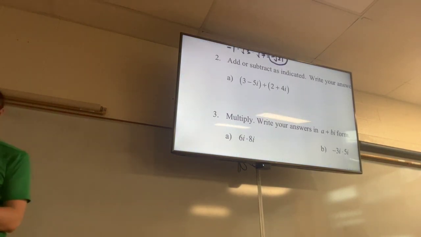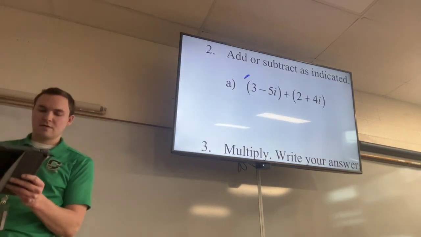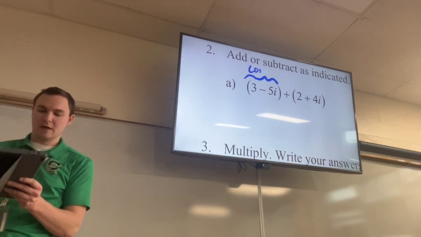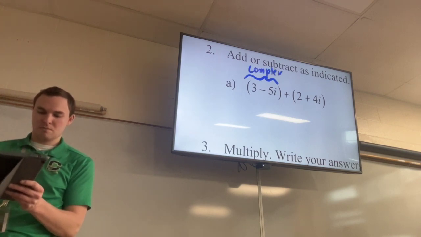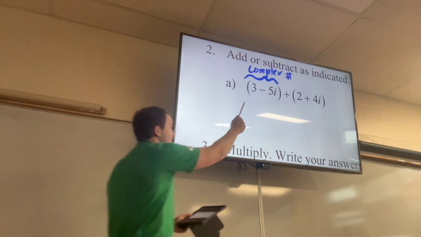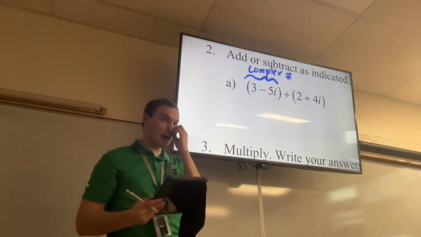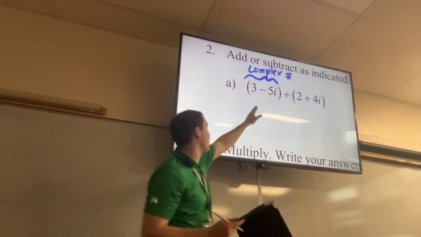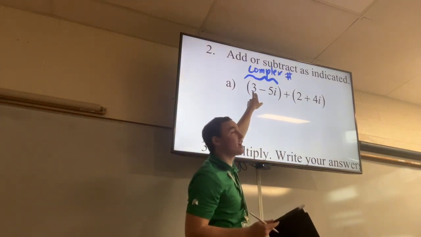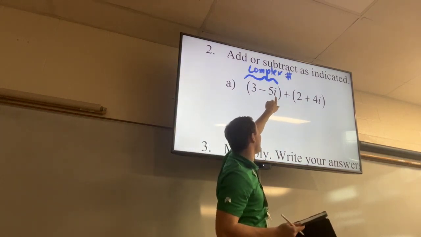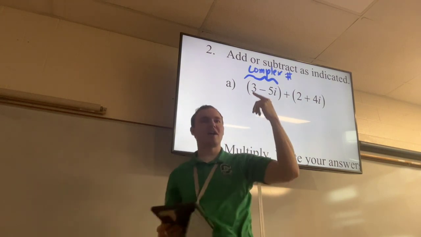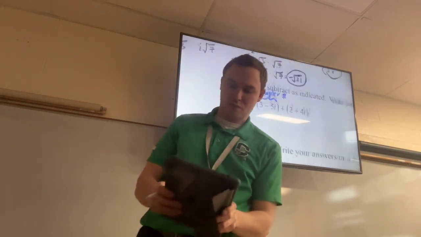So down here, 3 minus 5i, this is a complex number. Okay? You guys see how there's two terms in this number? There's a 3 and a minus 5i. So there's a term 3 that does not have an I, and then there's a term minus 5i that does have an I. That's why it's called a complex number.